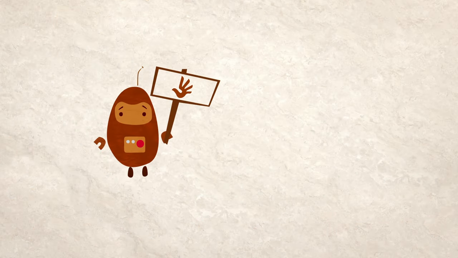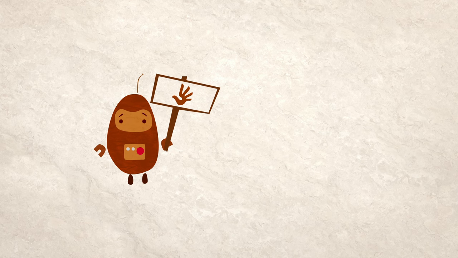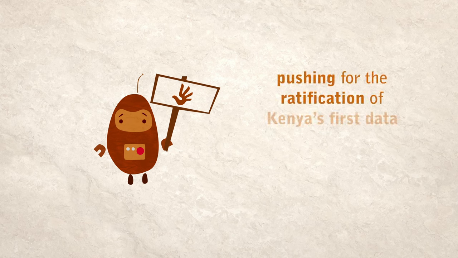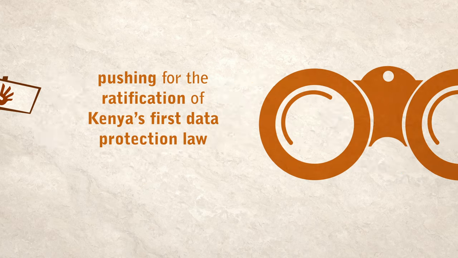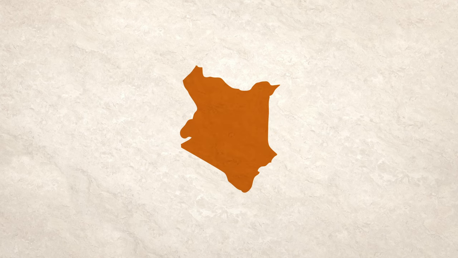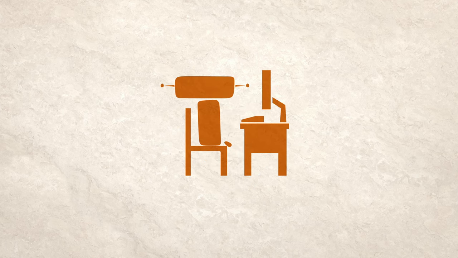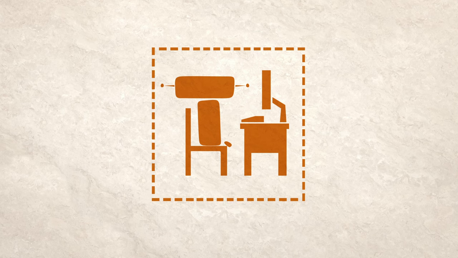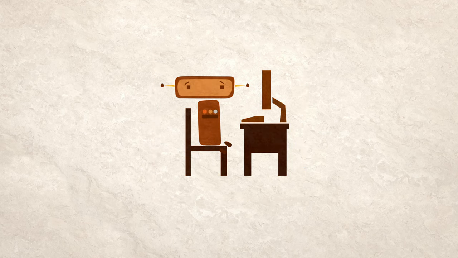One of the ways human rights defenders have been fighting back is by pushing for the ratification of Kenya's first data protection law, long stalled in Parliament. If implemented properly, this could limit the worst excesses of state surveillance. Kenya is by no means the only country to bring in surveillance legislation justified by security concerns. But this example is a good demonstration of how seemingly abstract restrictions on online privacy can have physical consequences in the offline world.